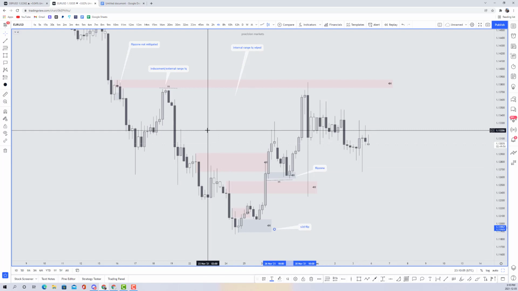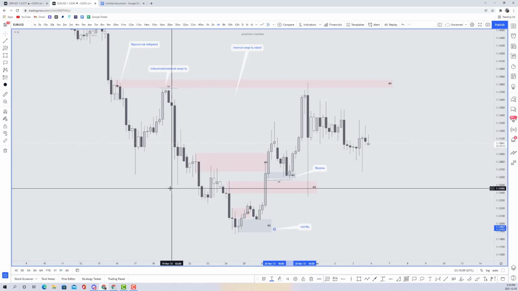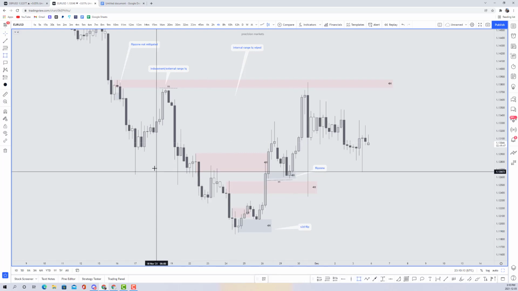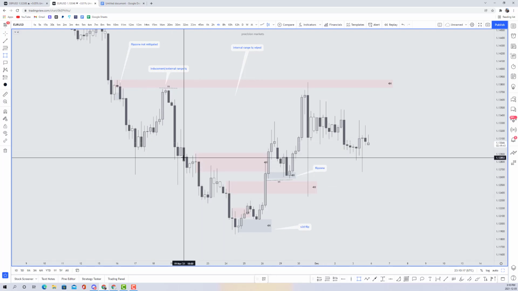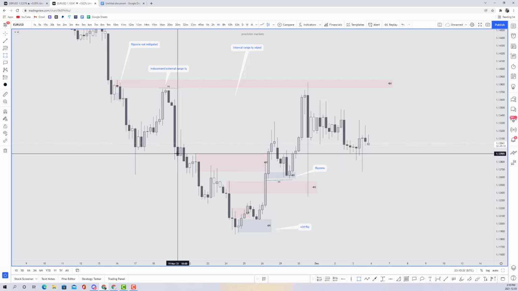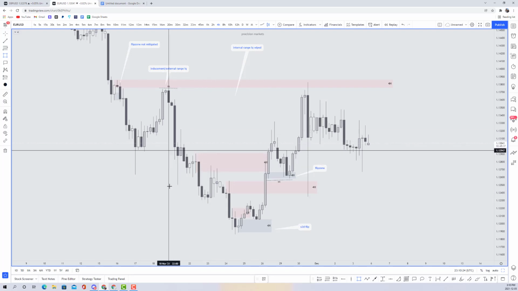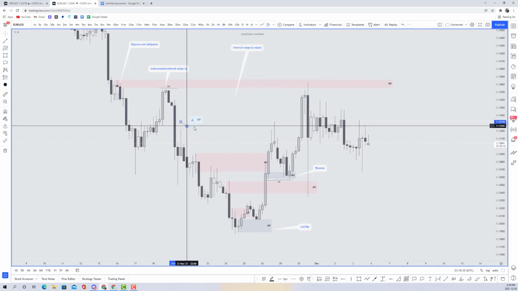Here we have another sort of flip zone. So if we just look at this, you had a flip zone here. We don't need to mark that one. It's not really relevant. You have another flip zone here. Again, I'm not going to mark that. What I do want to mark, though, is point out all the sitting liquidity.